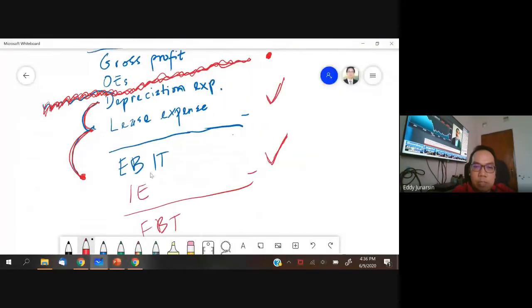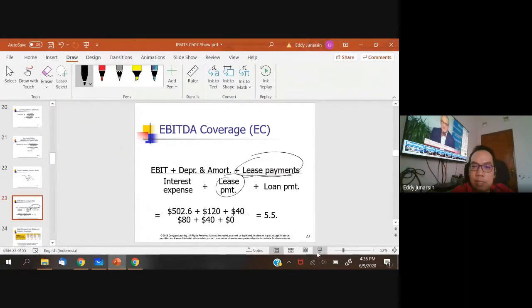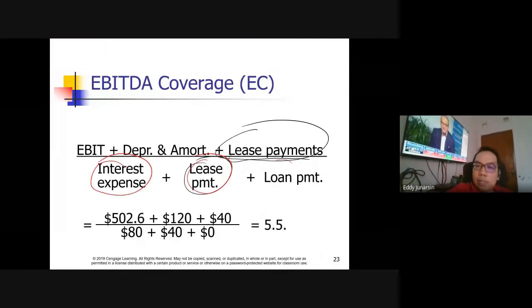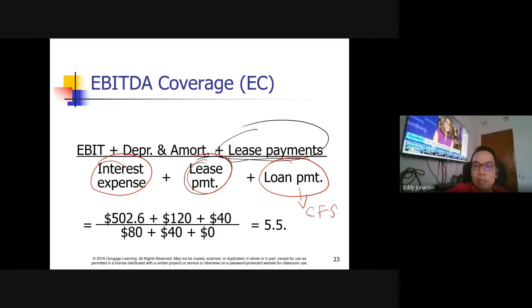So here, interest expense, and then lease expense, and loan payment. This is a principal payment. You cannot see the principal payment on the income statement, but you have to go to the cash flow statement, the cash flow from financing activity.